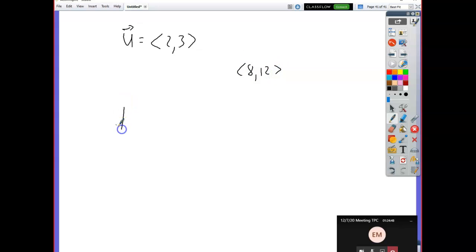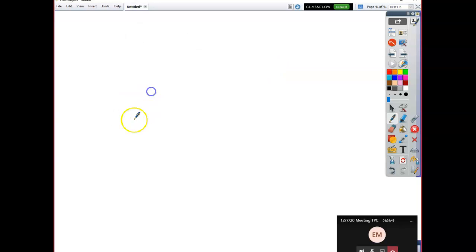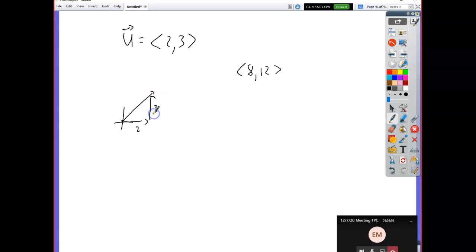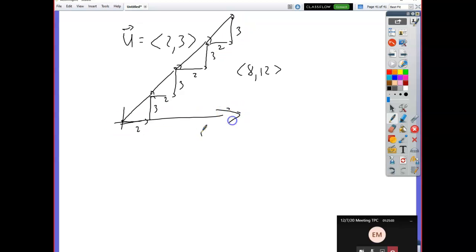Yeah, because if you think about it, what we're doing is we're saying if this thing goes 2 to the right and up 3, and I do that 4 times, I'm just going a total of 8 this way and up 12. Now, we're going to write this kind of multiplication slightly differently. We're going to write it as 4 times 2, 3, which is 8, 12, as she said.